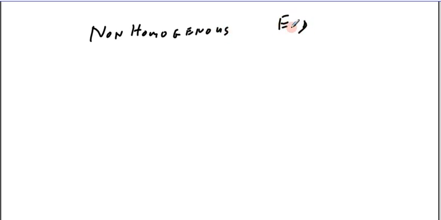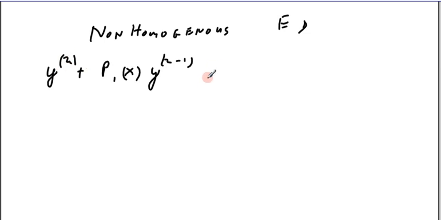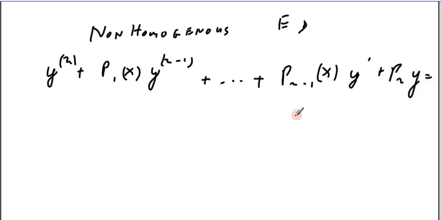Now, when I have a non-homogeneous differential equation, what I have is something that isn't equal to 0. So I've got y to the n plus p1 of x y to the n minus 1. That's the nth derivative, n minus 1 derivative, plus p n minus 1 of x y1 plus pn y is equal to some function, f of x. And we call that a forcing function, and that's why we put an f there, call it forcing.